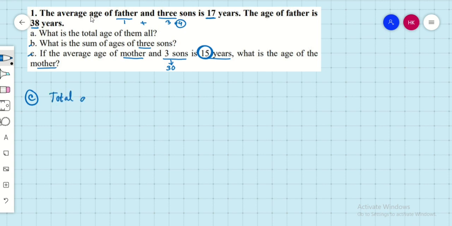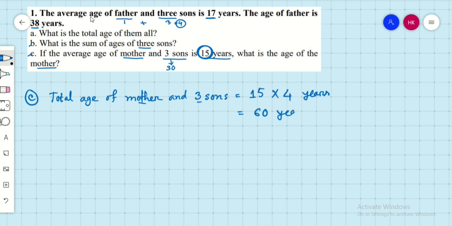Total age of mother and 3 sons is equal to 15 times 4, right? 15 is the average and there are 4 persons, mother plus 3 sons, that means 4 persons. 15 times 4 years is equal to 60 years. If we multiply, we get 60 years.